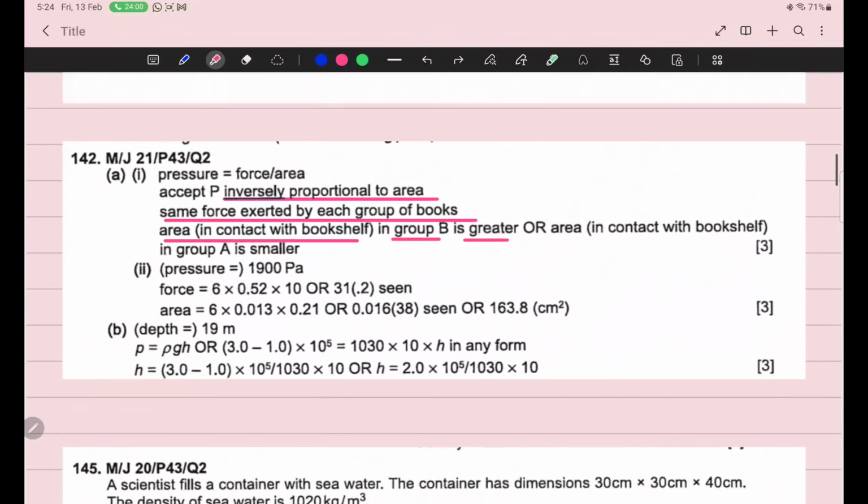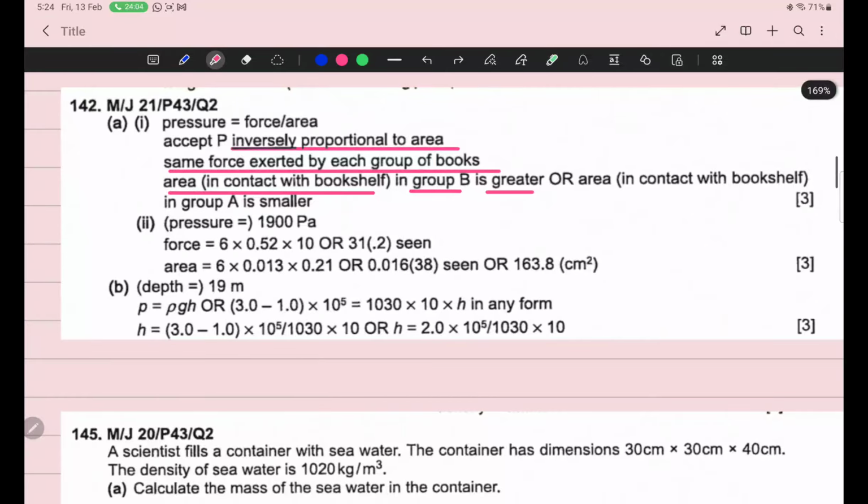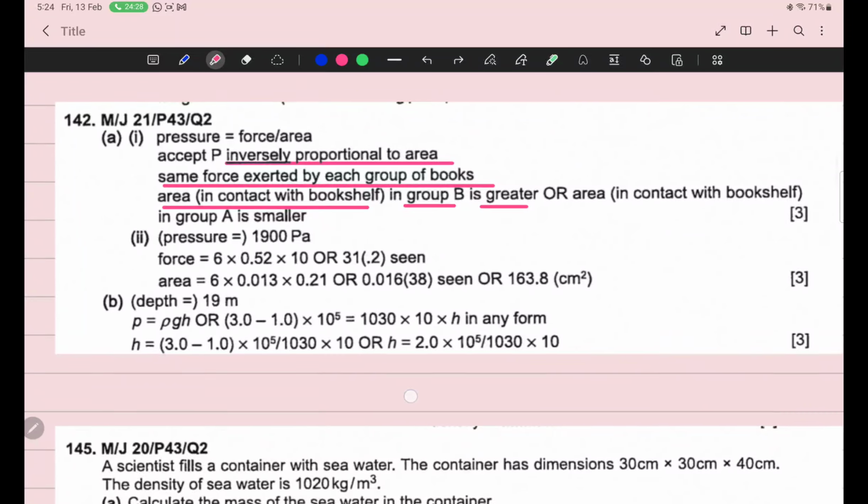So you can read the marking scheme as well. And if you find my answer is not good, then you can write from the marking scheme because I am writing the answer from my mind. If you read the marking scheme, it will guide you better. So pressure is inversely proportional to area. The force is same. Only the surface area in contact with the shelf is greater. So the pressure is lesser.